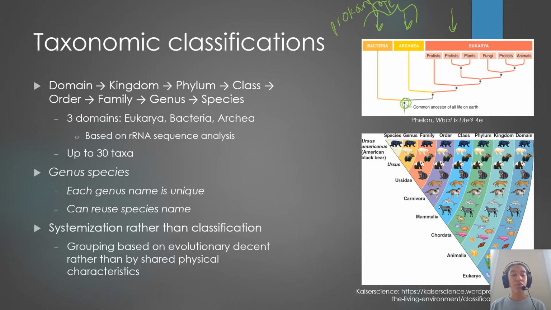And as I mentioned before, this system of classification was morphologically based. Do you share similar physical characteristics with something else? But now we've moved into using this system on the basis of evolutionary relationships and evolutionary descent.